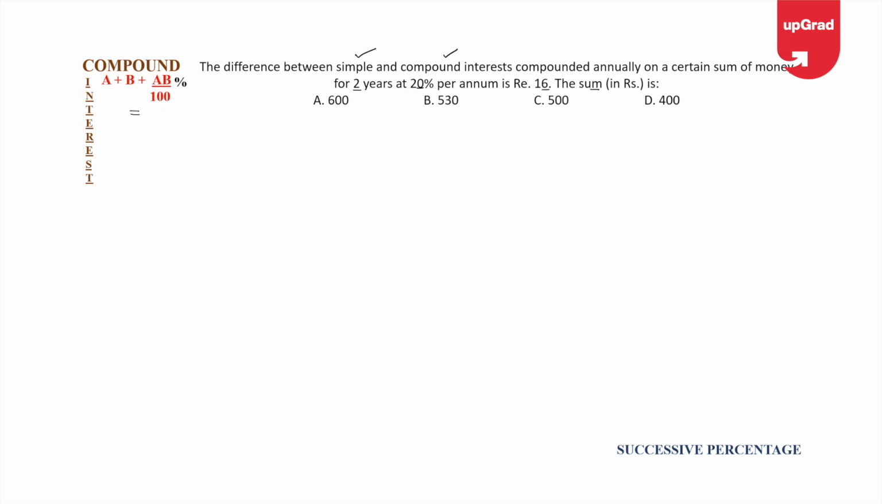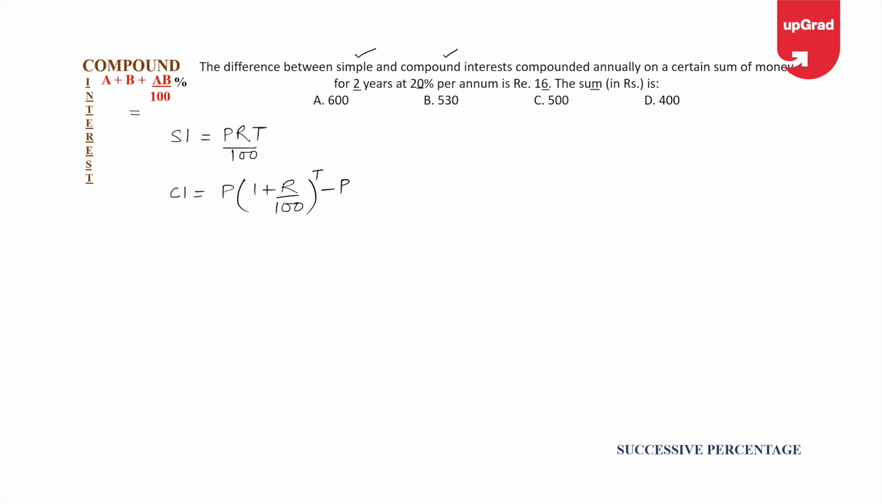Here sum refers to the principal amount. For those who do not recall the formulas for compound and simple interest, let me put it this way. Simple interest is equal to principal multiplied by rate of interest multiplied by time divided by 100, where rate is in percentage per year and time is in years. The formula for compound interest is principal multiplied by 1 plus rate of interest by 100, to the power t, minus P. So these are the formulas that we have for simple and compound interest.